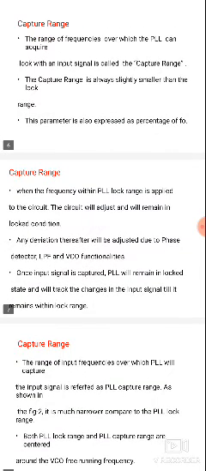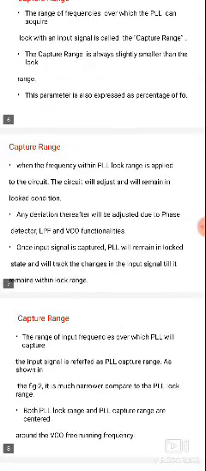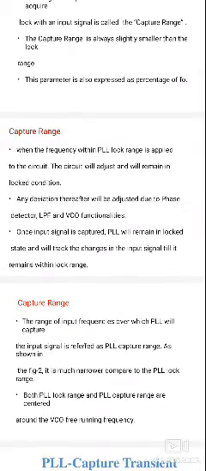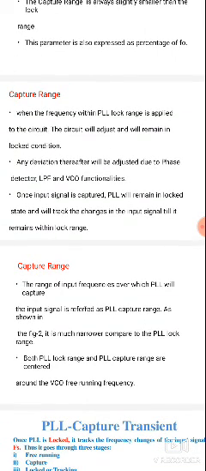The capture range observes the incoming signal. The parameter is also expressed as a percentage of F0, where F0 is the output frequency. So the capture range will be expressed in terms of F0 also. Capture range is when a frequency within the PLL lock range is applied to the circuit, the circuit will adjust and will remain in lock condition. Within the PLL lock range means output is equal to input. The circuit will adjust and remain in locked condition.